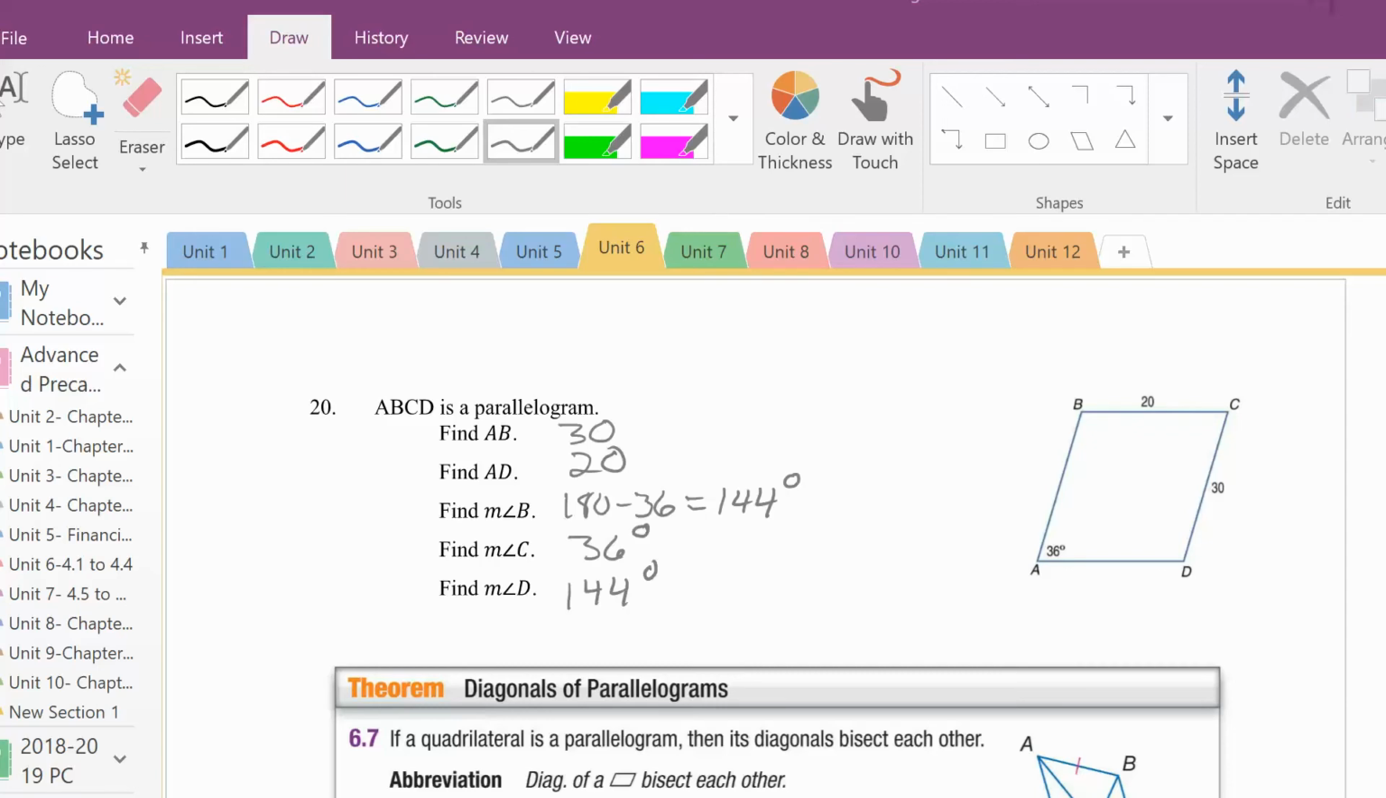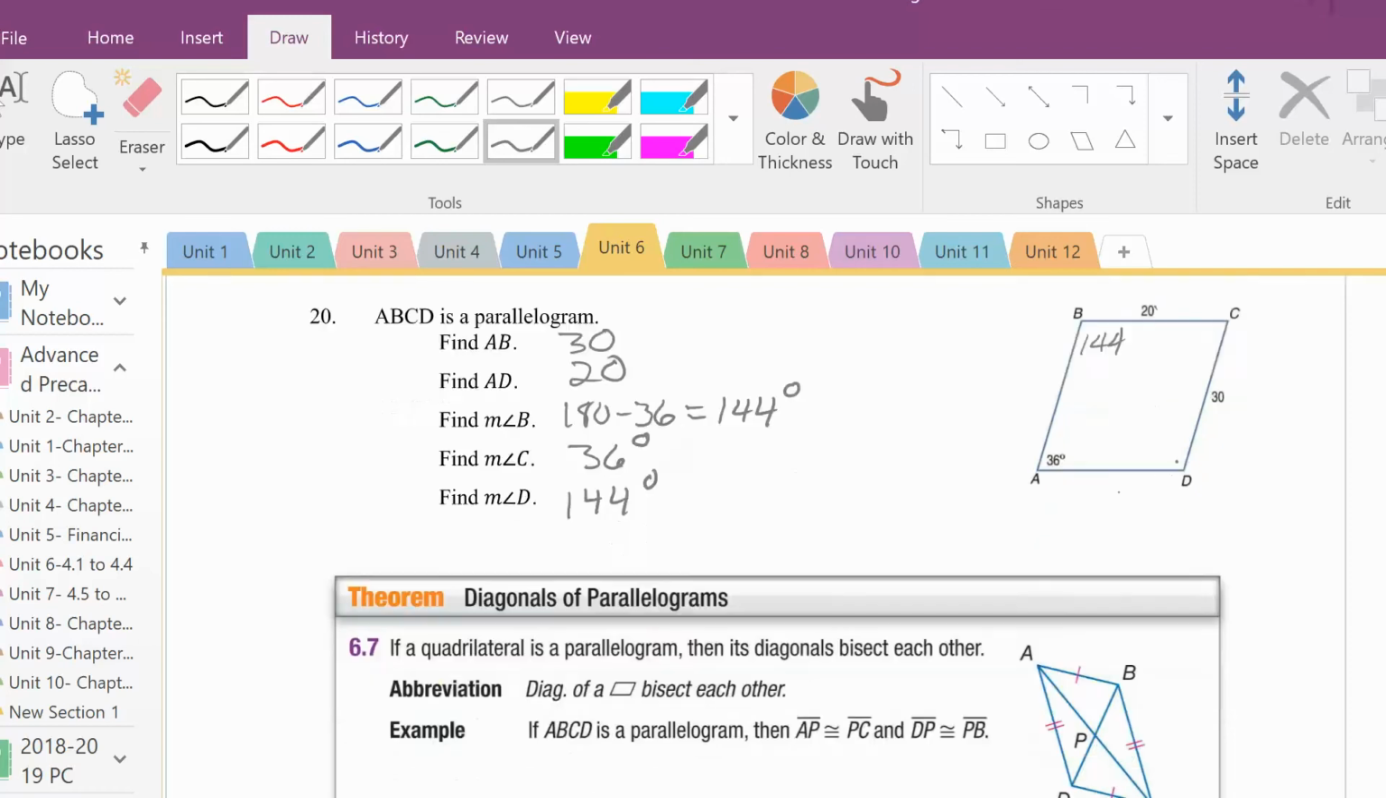All right, so there is the parallelogram. Any questions? Basically, to get that, remember, opposite sides are congruent. So since this is 30, that's 30. And since this is 20, AD is 20. And then remember, consecutive angles are supplementary. So 180 minus 36 gives you the 144. That also gives you angle D because opposite angles are congruent. And then C is 36 because opposite angles are congruent there.